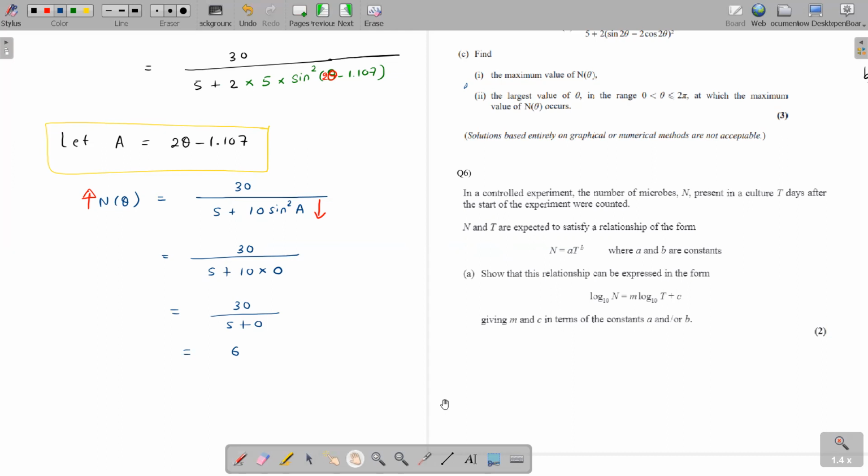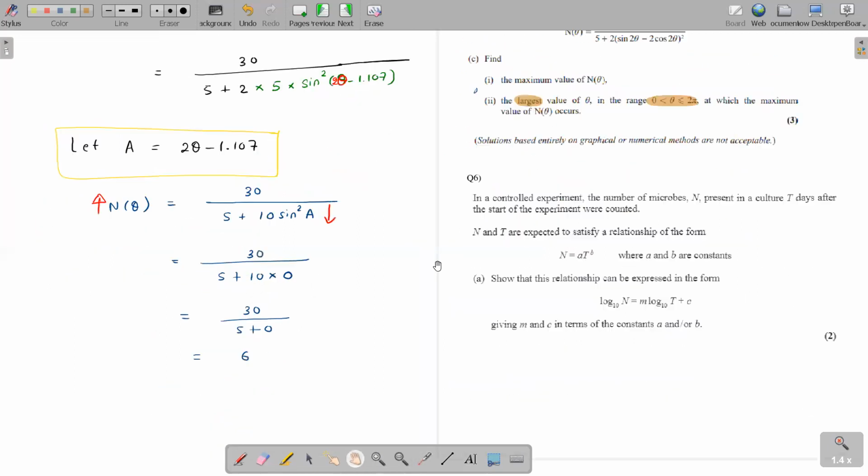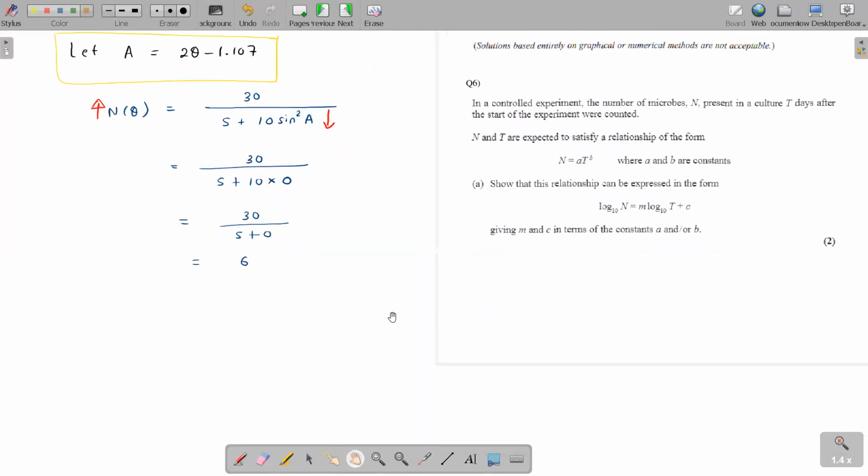Then the next one: the largest value of theta in the range 0 to 2 pi. A range is given, so make sure your answer is in the range. In the earlier question they wanted the smallest value of theta, so pay attention, these are trick questions. Now they want the largest value of theta in the range 0 to 2 pi at which the maximum value of n theta occurs. Tell me, where does the maximum occur?